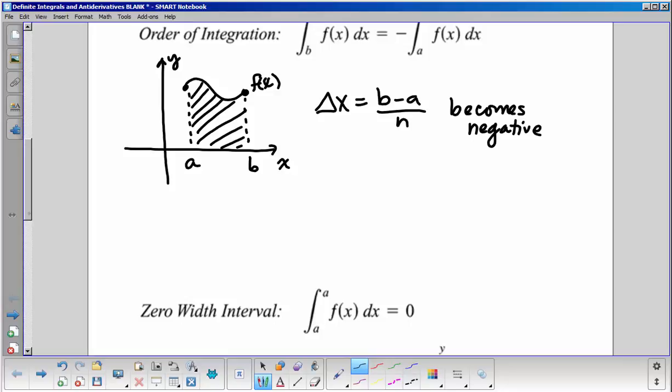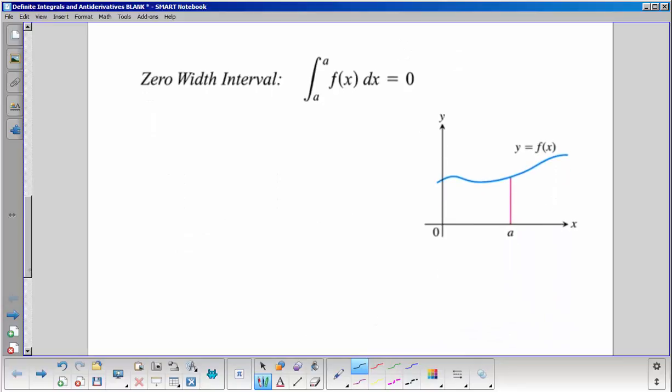So when you integrate from left to right, it'll be positive if it's above the x-axis, and if you integrate from right to left, it'll be the opposite value of integrating from left to right. Make sense? Because the delta x becomes negative.